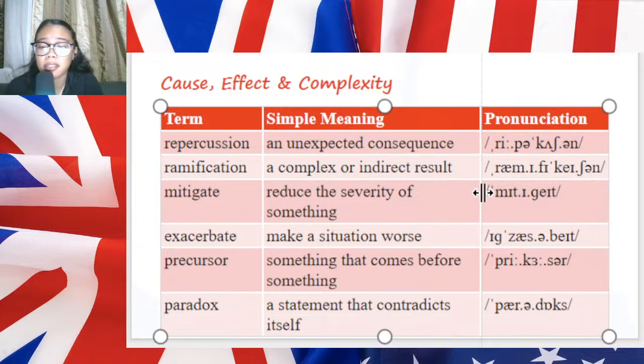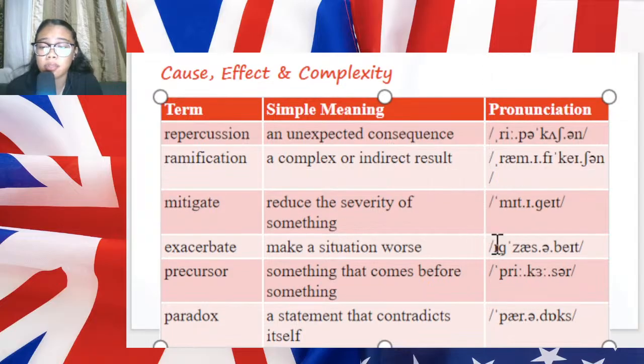Next to that is mitigate. This is to reduce the severity of something. Our third term here is mitigate. This is a very important verb in academic discourse. To mitigate something means to make it less severe, less harmful or unpleasant. So it's about reducing the negative impact or intensity of a problem, or also a risk or a situation. All right. That is mitigate.